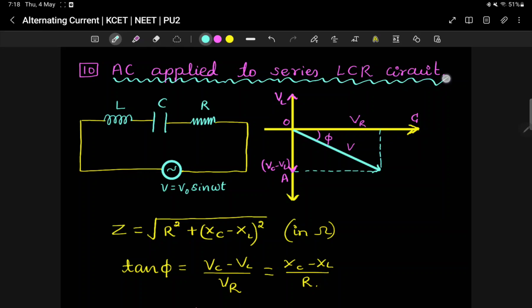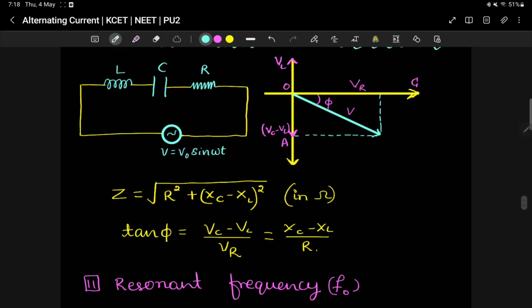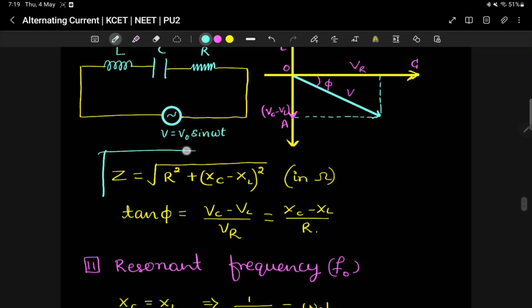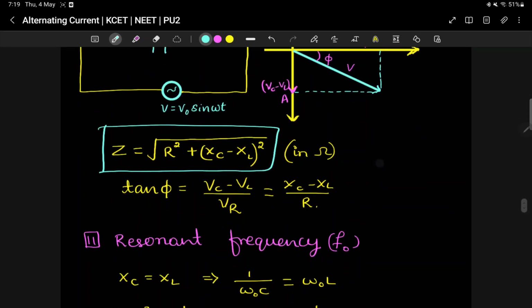Here I am considering the inductor, capacitor as well as resistor. So Z is equal to the square root of R squared plus (XC minus XL) whole squared, or you can get XL minus XC also. Whenever the XL value is greater than XC, you can take XL minus XC whole squared. This is called impedance. There is a derivation for this. This is a 5 mark, very important question: AC applied to an LCR series circuit.